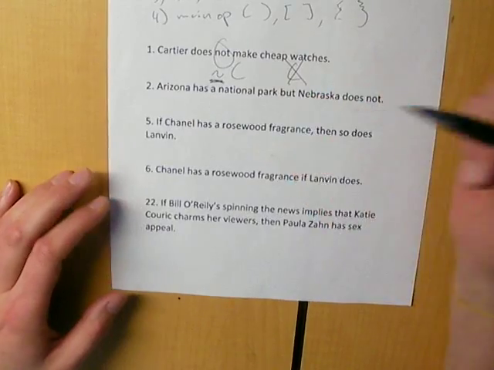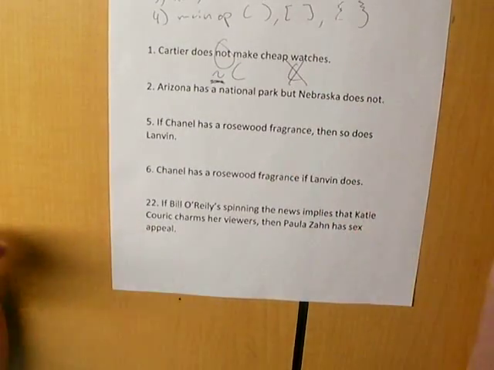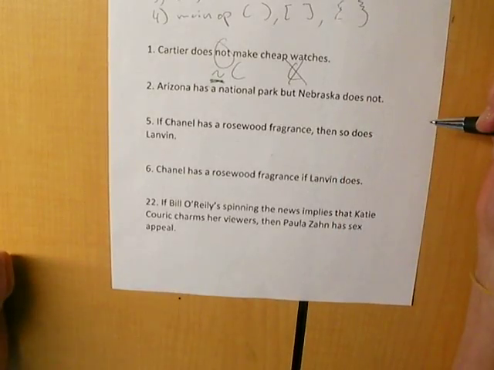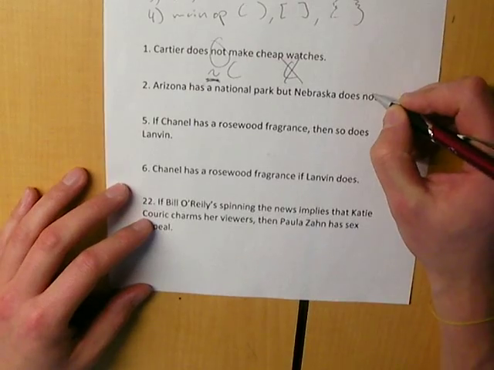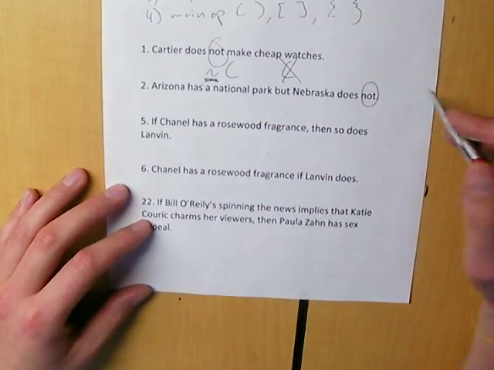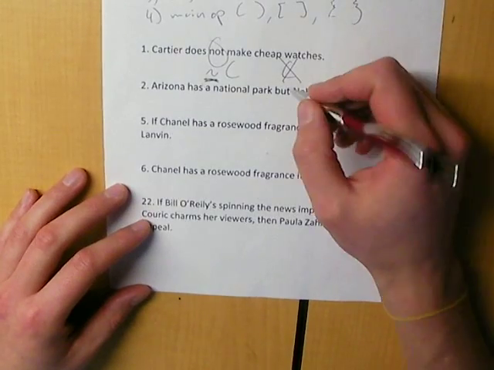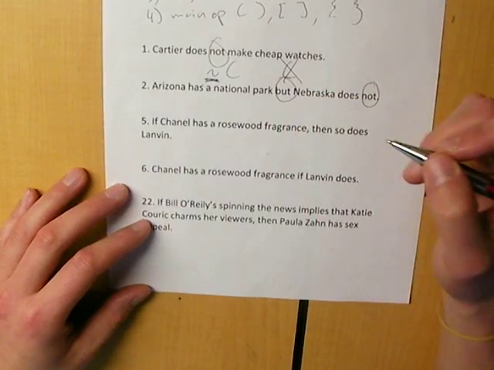Number 2, Arizona has a national park, but Nebraska does not. So read through it, get a sense of the language, start to pick out operators. Again, clearly, we've got negative language. We've got a not here at the end. Quick glance, any other operators. And it's not the standard translation, but is the dot. But is translated as the dot.